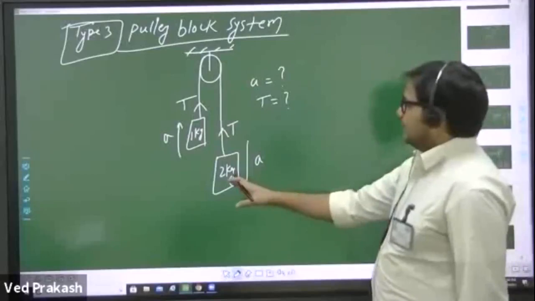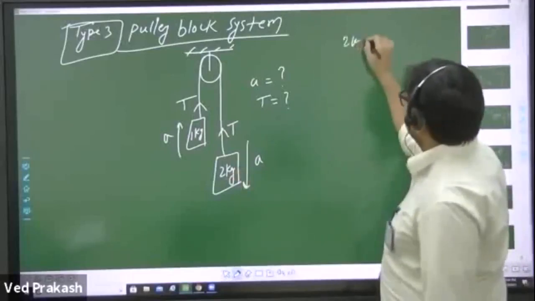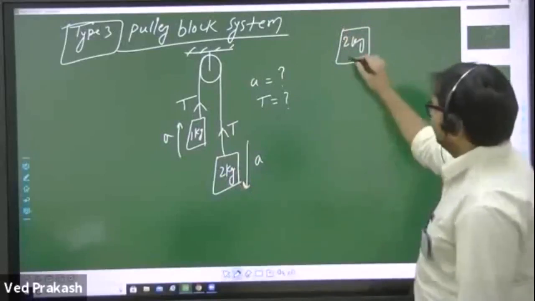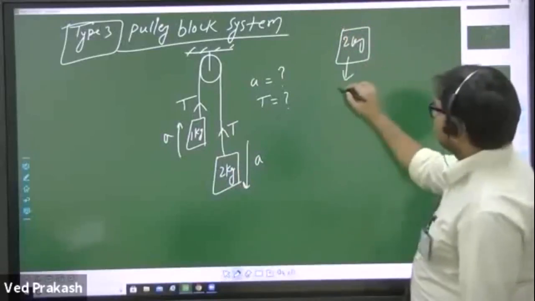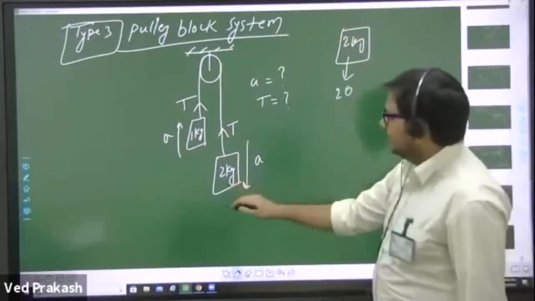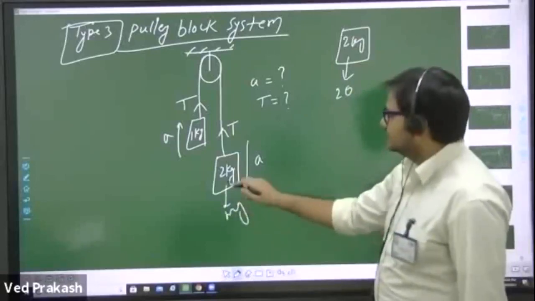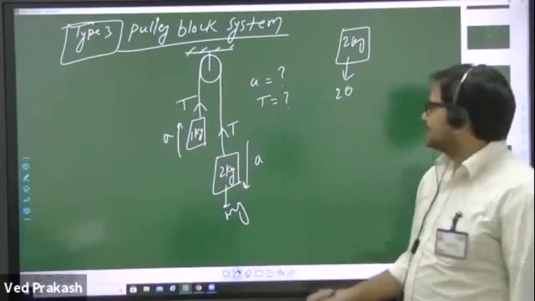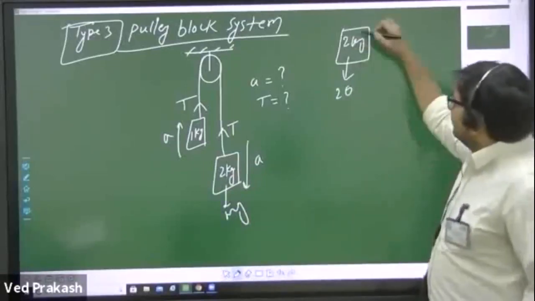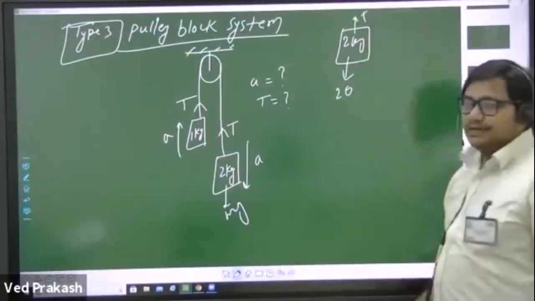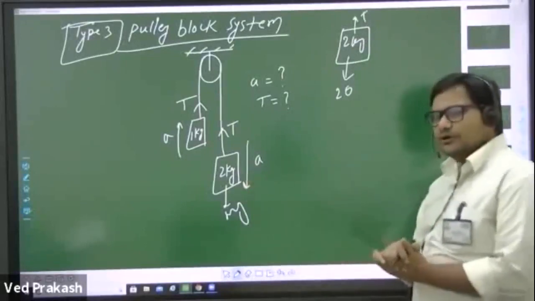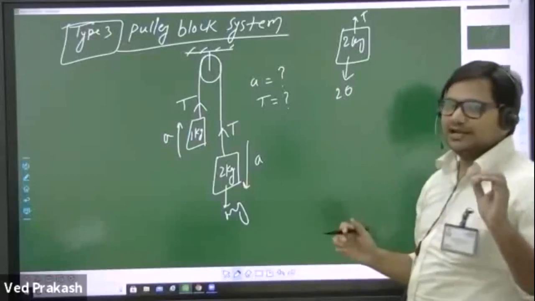If you try to draw the free body diagram of the 2 kg block and indicate all the forces acting on this block, then you have to indicate a downward force which is equal to 20. 20 means mg: the mass of this block is 2 and I have taken the value of g as 10. And the upward force acting on this block is T. Is there any other force acting on this block? No, only 2 forces are acting.